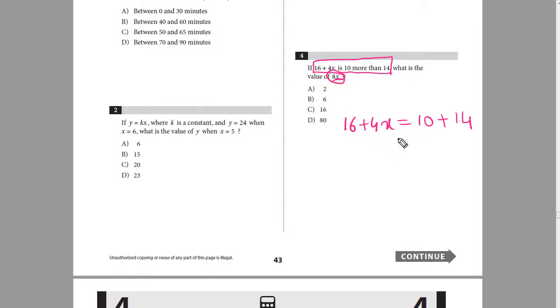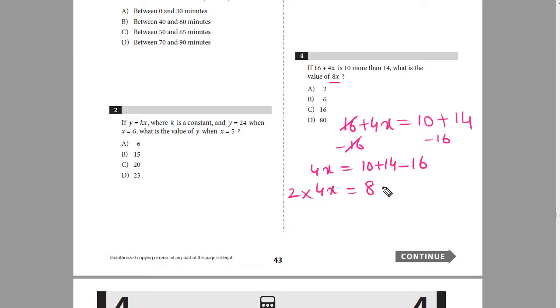So let's find 4x first, and then we'll multiply 4x by 2. It will become 8x. So let's make 4x the subject. I'll subtract 16 from both sides. So my equation will become 4x is equal to 10 plus 14 minus 16. 10 plus 14 is 24. 24 minus 16 is 8. So 4x will become equal to 8. Now because the question asks for 8x, but we have 4x, I'll multiply by 2 on both sides. So 2 times 4x is 8x, and 8 times 2 is 16. So 8x is equal to 16.